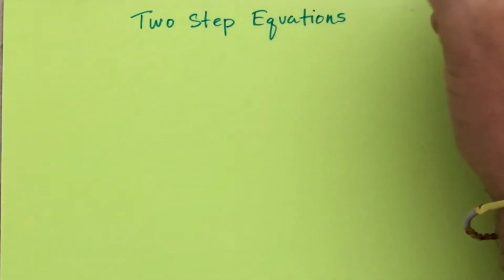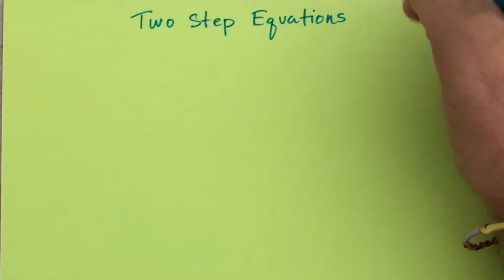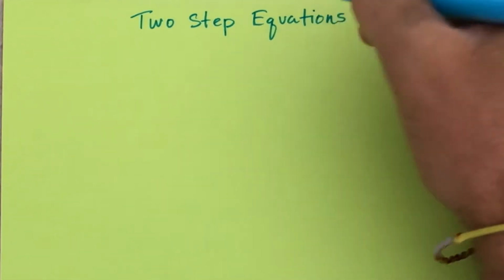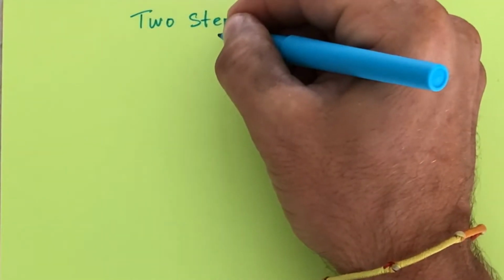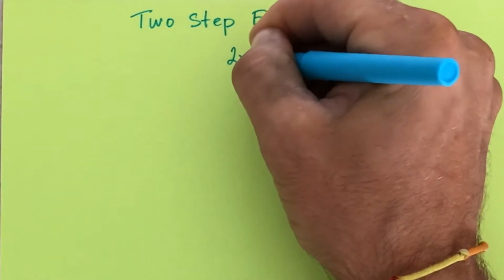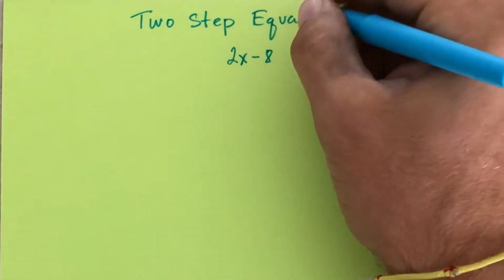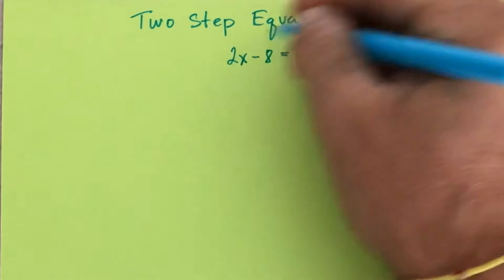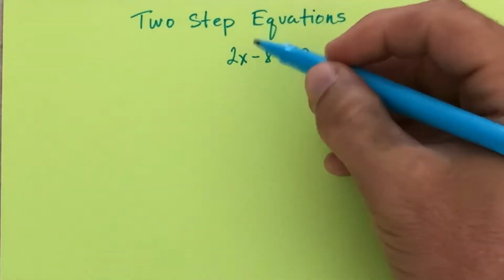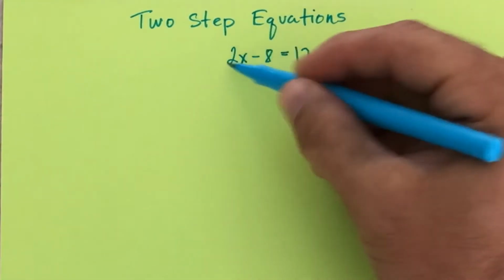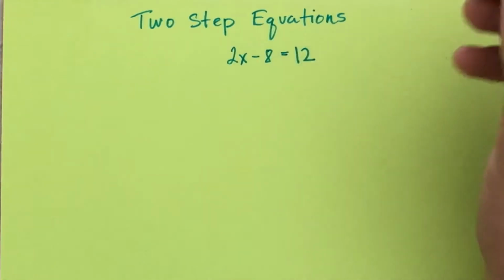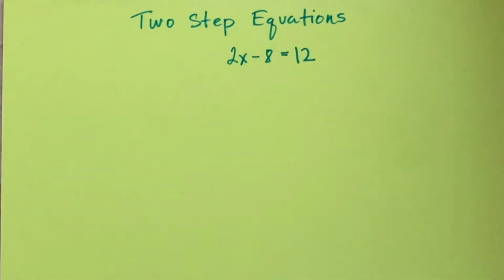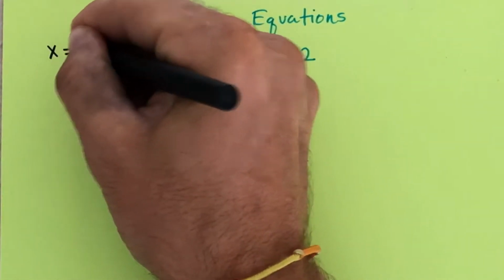Today I'm showing you two-step equations. I chose to do this video a little bit different. I wanted to show you algebra in a different way. Usually you're given an equation and you're told to solve it. So let's say you're given 2x minus 8 is equal to 12, and they're asking, okay, what is x? What is the number that goes in here that'll satisfy this equation? But what I wanted to show you is a reverse look at algebra.